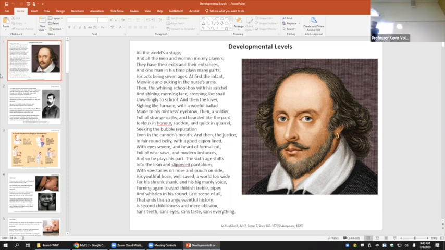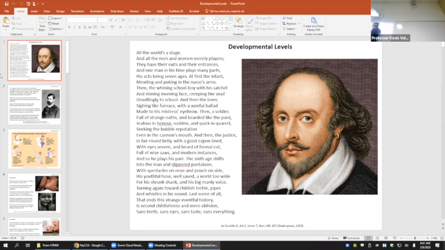The first is infant, mewling and puking in the nurse's arms. Then the whining schoolboy, with his satchel and shining morning face, creeping like a snail unwilling to school. Then the lover, sighing like a furnace, with a woeful ballad made to his mistress' eyebrow. Then a soldier, full of strange oaths and bearded like the pard, jealous in honor, sudden and quick in quarrel, seeking the bubble reputation even in the cannon's mouth. And then the justice, in fair round belly with good capon lined, his eyes severe and beard of formal cut, full of wise saws and modern instances, and so he plays his part.